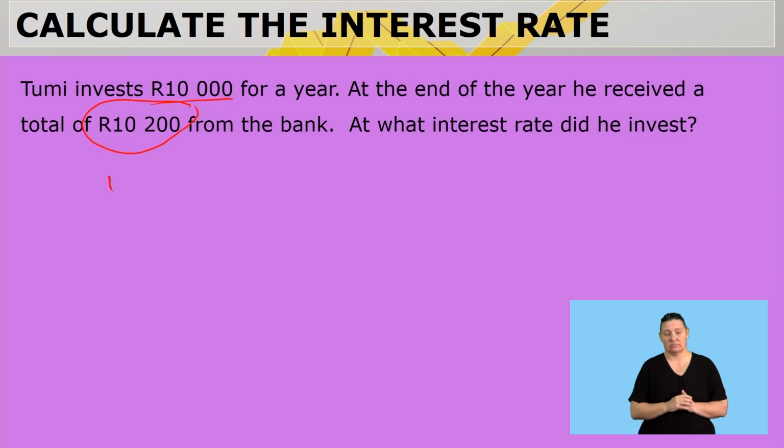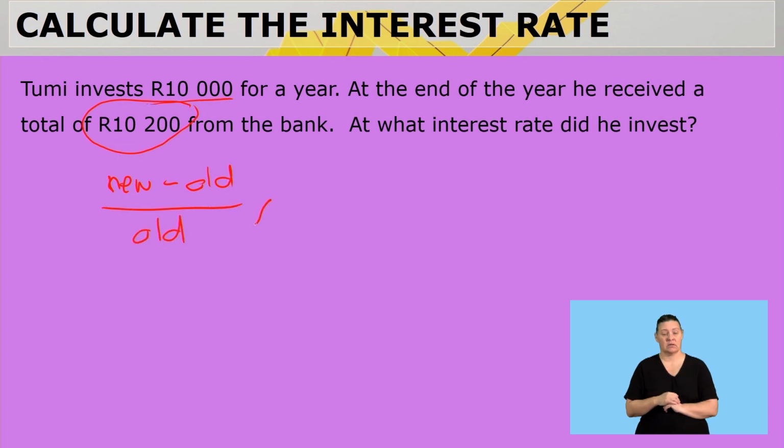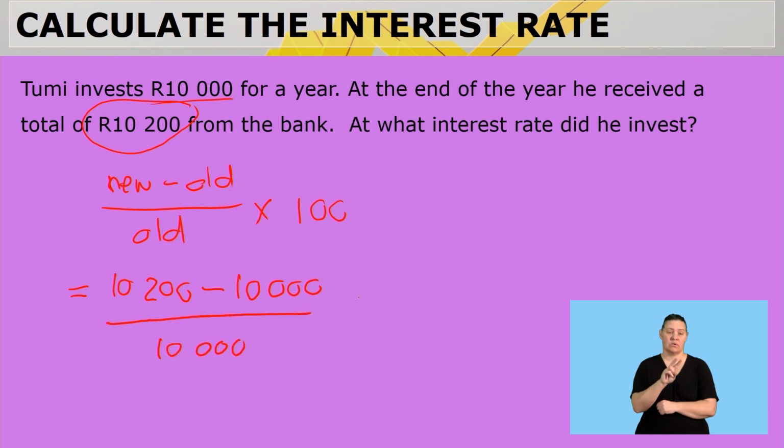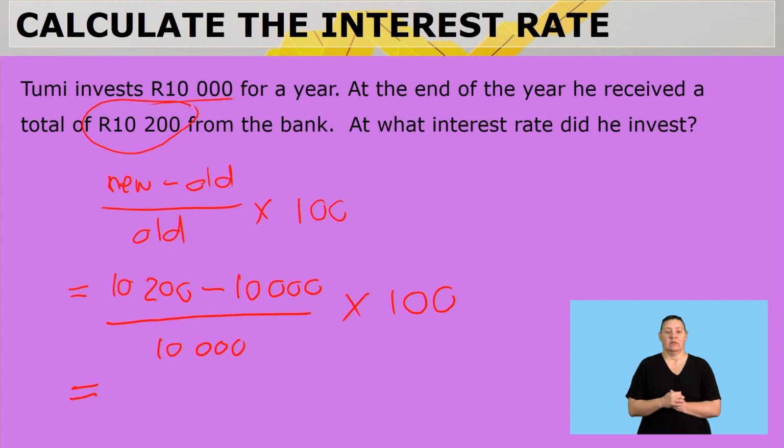So remember now, it is new minus old over old times 100. So the new is the lump sum, 10,200, minus the old is what he invested, 10,000, divided by the 10,000 times 100. Do you remember that this formula will be given to you? And then you will see it's an answer of 2%.